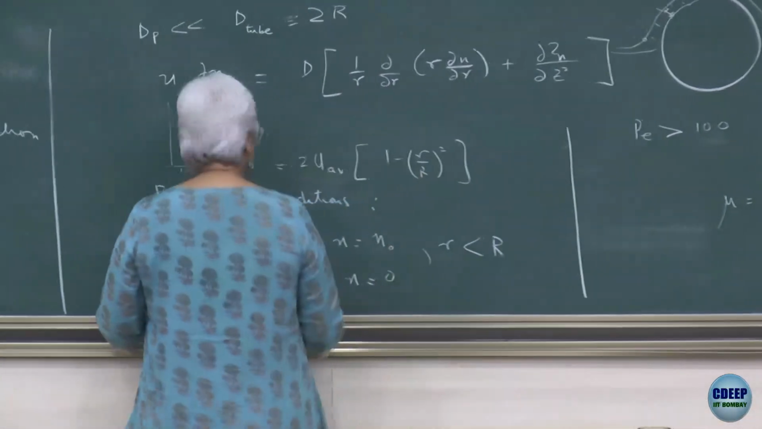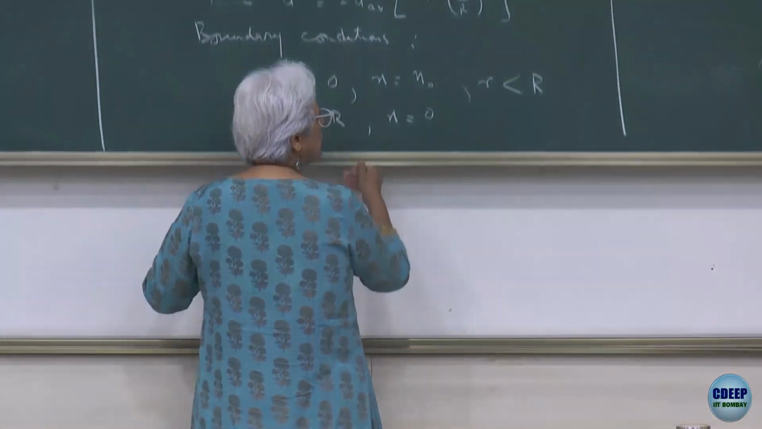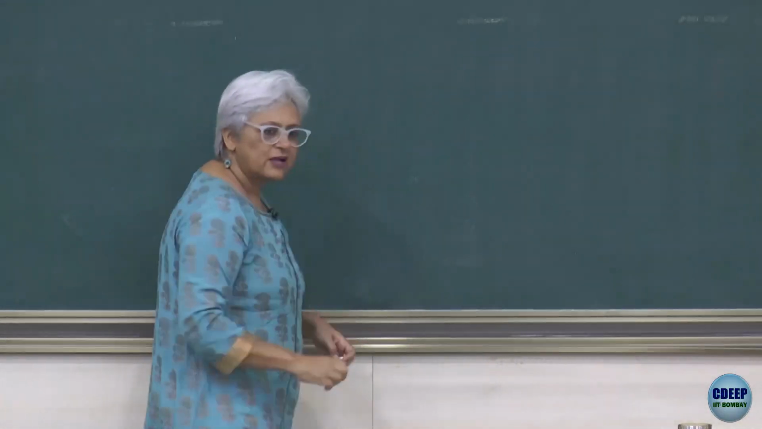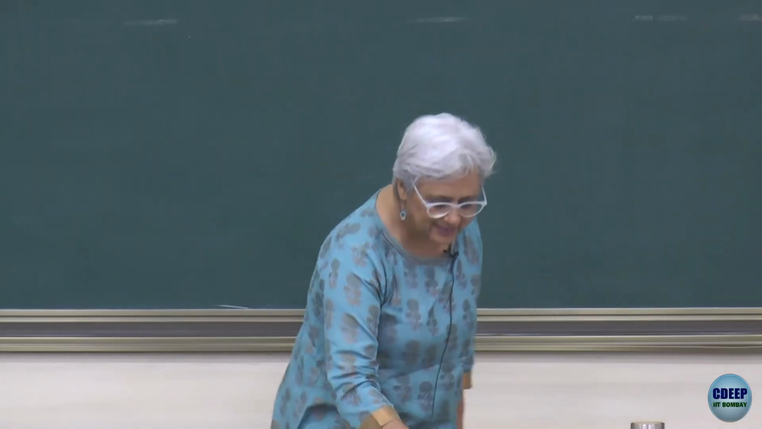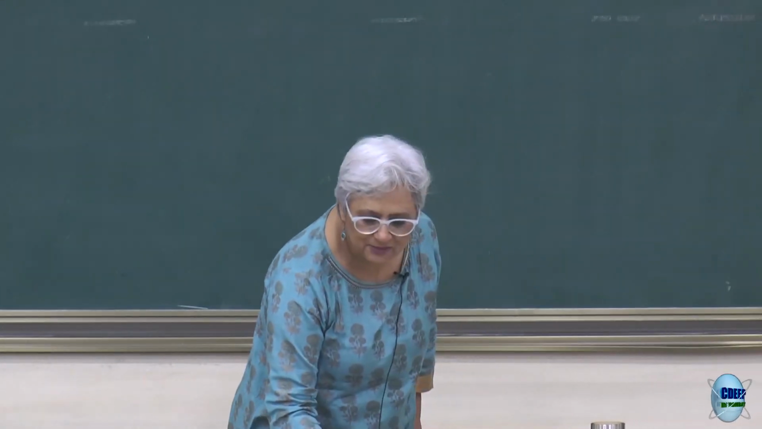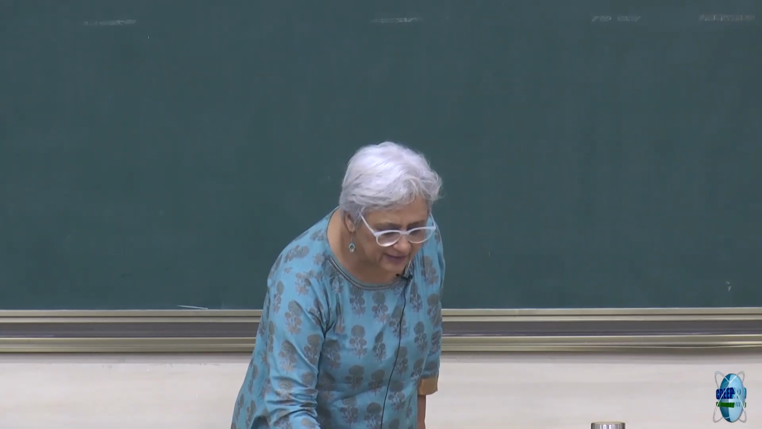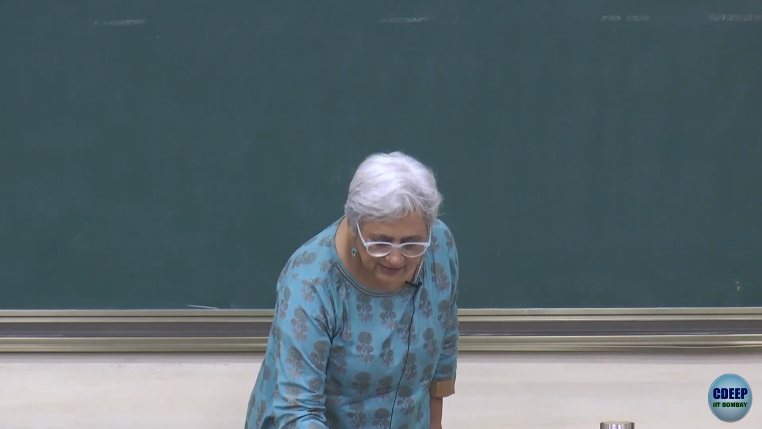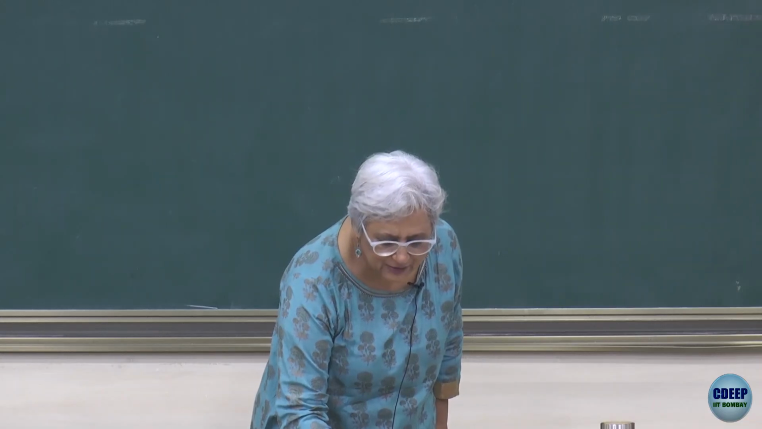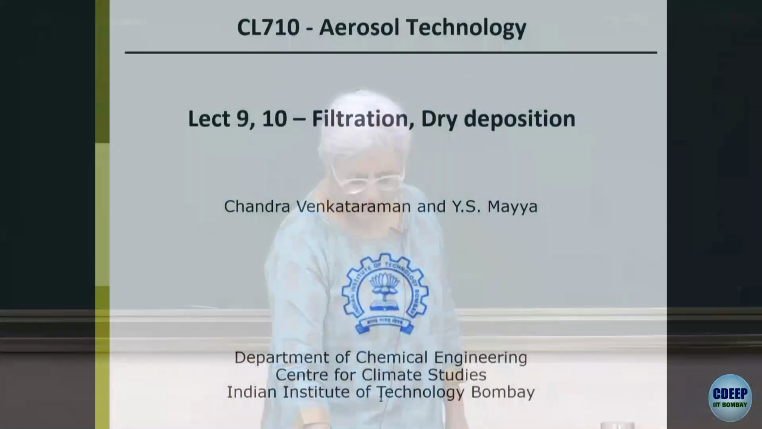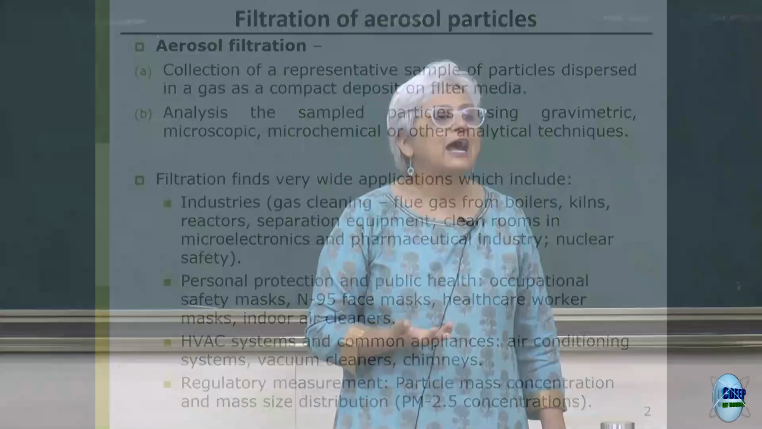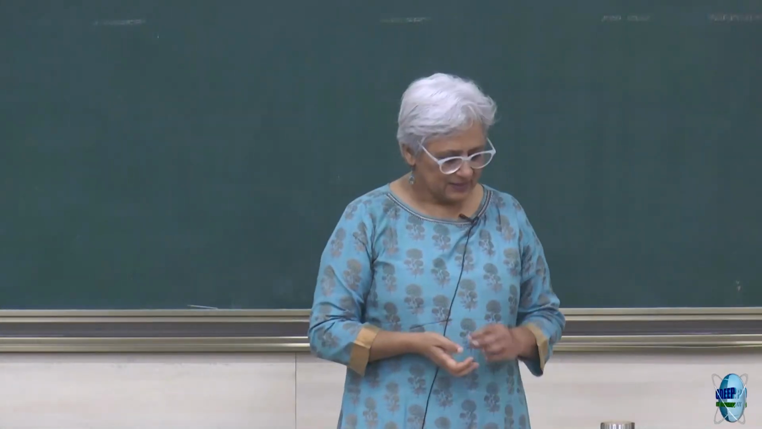So this is what we had for diffusion and interception, in terms of what we had looked at so far for low Reynolds number deposition and the deposition from pipes. Now let's take a look at filtration of particles and then move on to dry deposition, where we will actually look at high Reynolds number deposition.